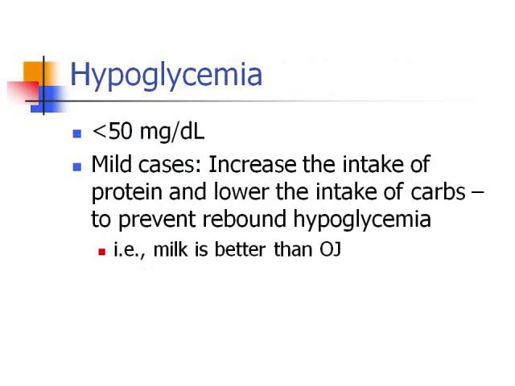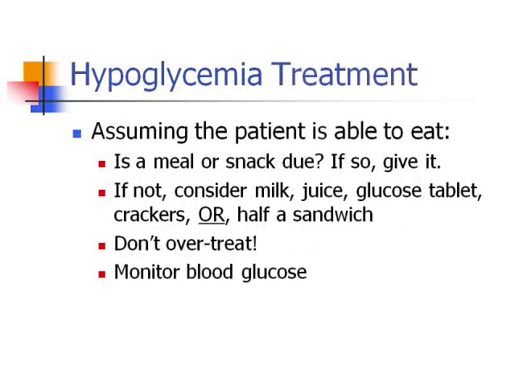Hypoglycemia is defined as blood sugar that's less than 50 milligrams per deciliter, and if it's a fairly mild case, it can be treated by having them eat or drink protein and decrease the amount of carbohydrates they've been taking in to prevent rebound hypoglycemia. If we just give them something like soda or orange juice, sure, it shoots their blood sugar up right away, but it doesn't stay up. It drops right back down to being hypoglycemic again. So milk is a better choice for these milder cases.